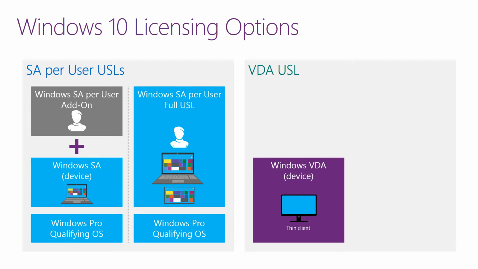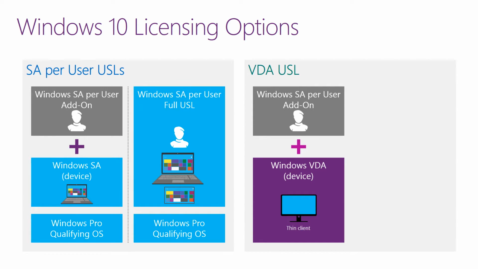Well, you know that Windows SA per user add-on, the grey license we just looked at? Well, in fact, this can also be bought for the primary user of VDA device license devices as well. Now, have a look at the options we've seen here. They all include a device.